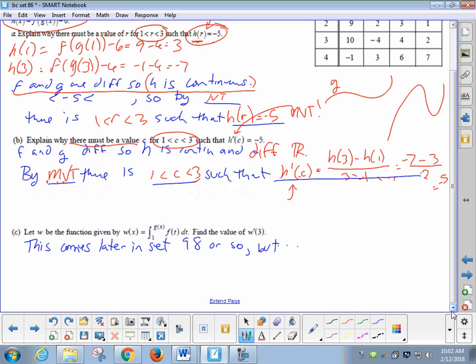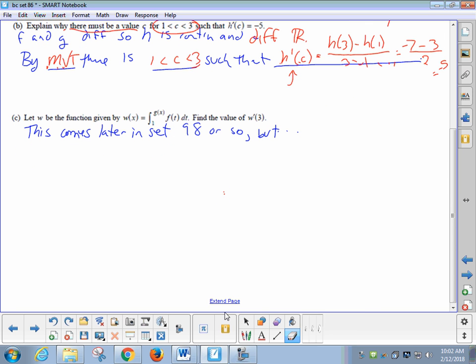And then this guy. I'll be interested. If you crashed and burned here, I'm okay with it because we don't learn this until set 98 or so. But I'll be interested to see if anybody got it.